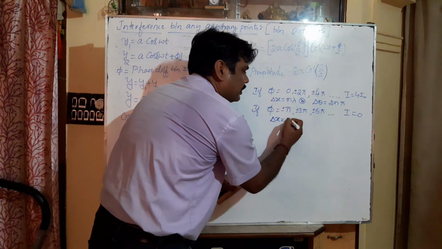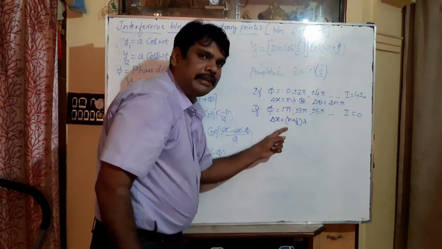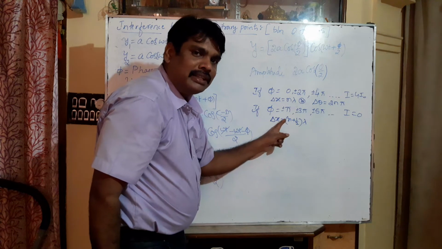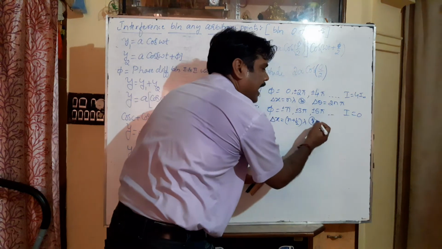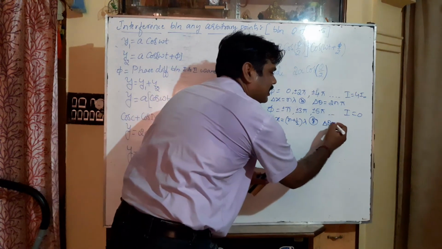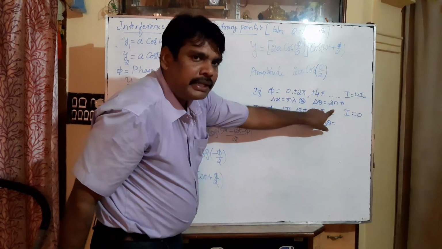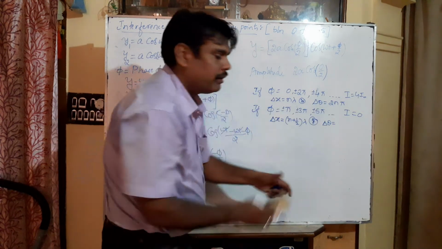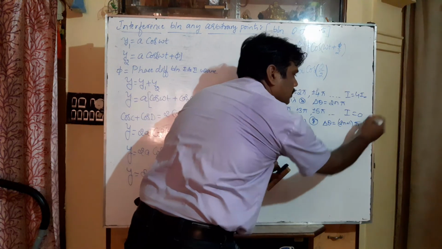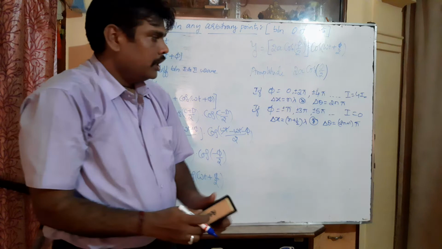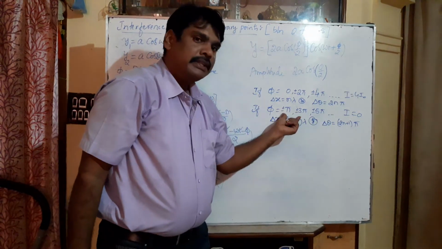If delta x is equal to (n plus half) lambda, if we add half to the n value every time, then there should be a destructive interference. Or in terms of angle or phase, delta theta, instead of an even multiple of pi, here we will get an odd multiple of pi. You know how to write an odd multiple: (2n plus 1) pi. You can remember this. If it is (2n plus 1) pi, definitely it should be a destructive interference.